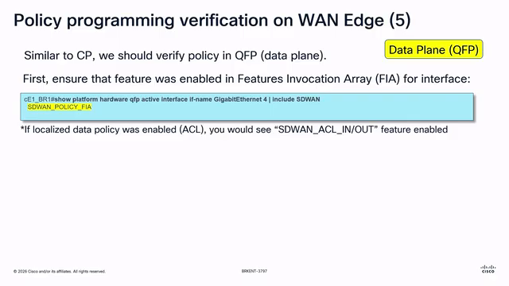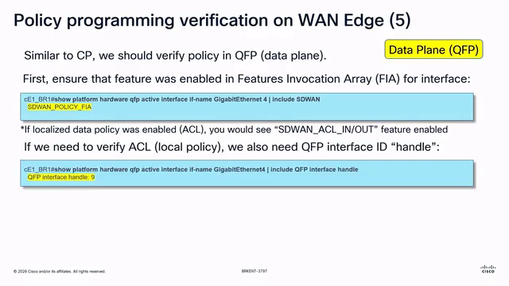Feature is enabled. If it was a localized policy, maybe we will see something different like SD-WAN ACL. Again, this is how localized policy names its access list. If we want to verify localized policy, yet another identifier which may be needed for us is the so-called interface handler ID.